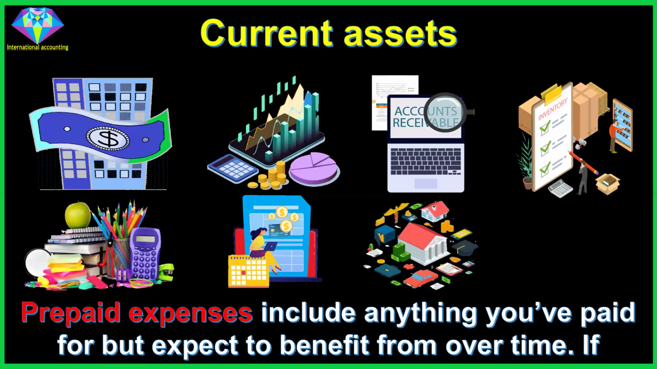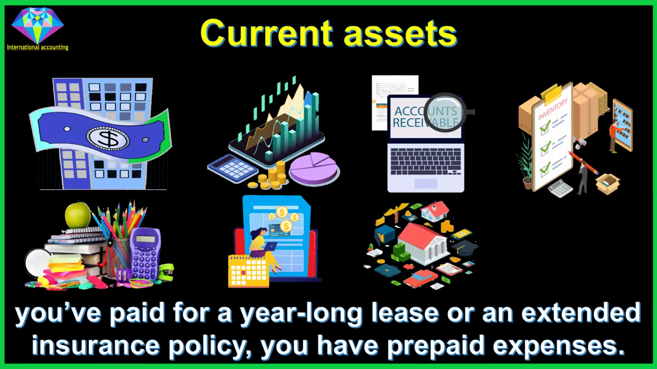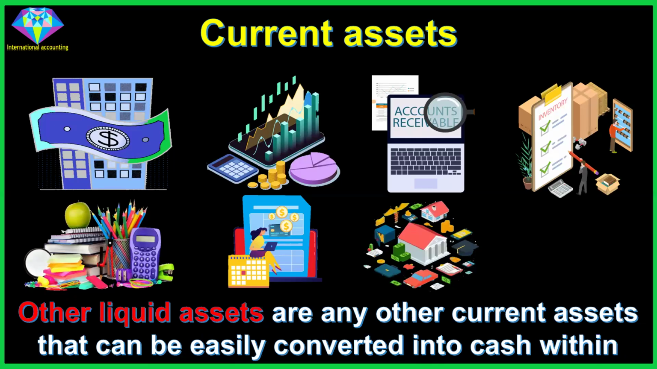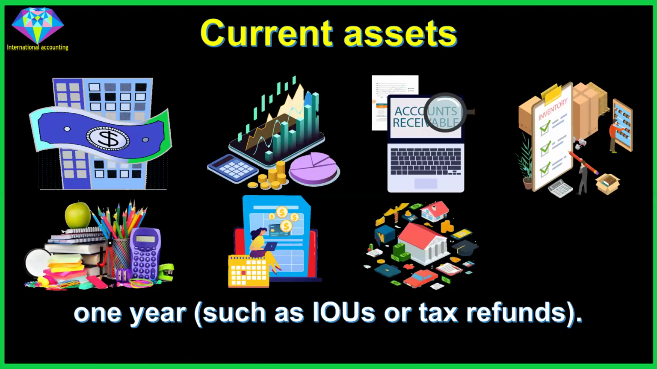Prepaid expenses include anything you've paid for but expect to benefit from over time. If you've paid for a year-long lease or an extended insurance policy, you have prepaid expenses. Report these on your company's income statement over the period the payment covers. Other liquid assets are any other current assets that can be easily converted into cash within 1 year, such as IOUs or tax refunds.